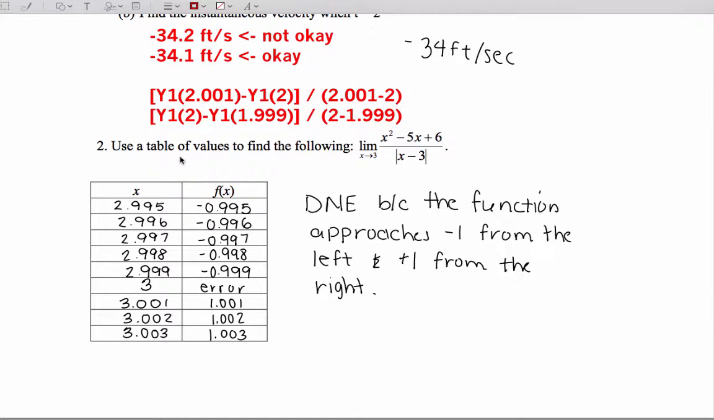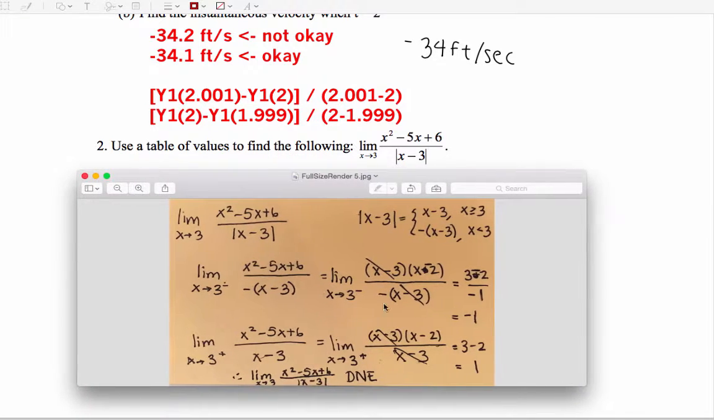Now in this problem here, you see I want the limit as x approaches 3 of this function right here. If I had a calculator, all I would have done is the y1 of 2.999 and the y1 of 3.001, and you can see that this is going towards -1 and this is going towards 1, so you know it does not exist. One other thing I might ask you to do is actually solve this algebraically. So how would I do that? Here's how I would solve it algebraically.